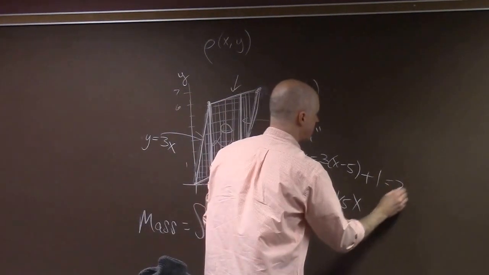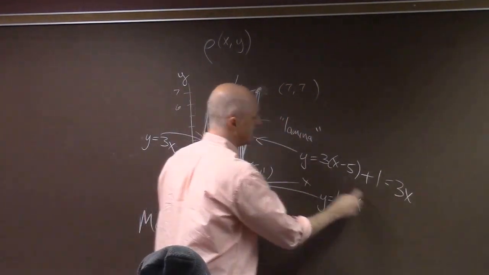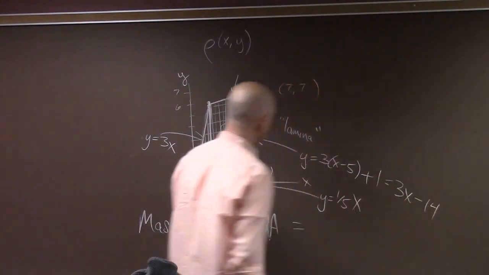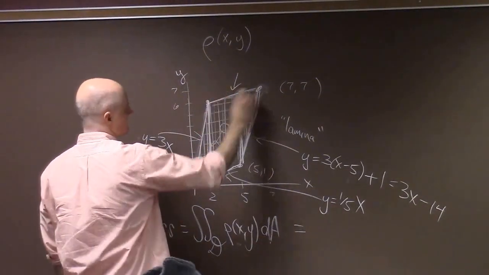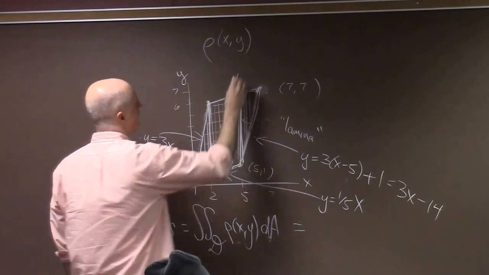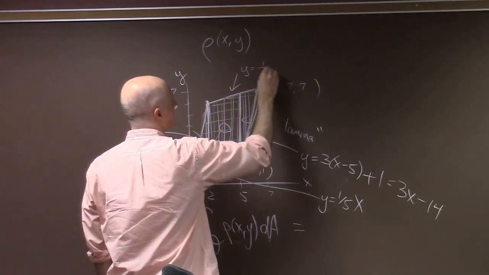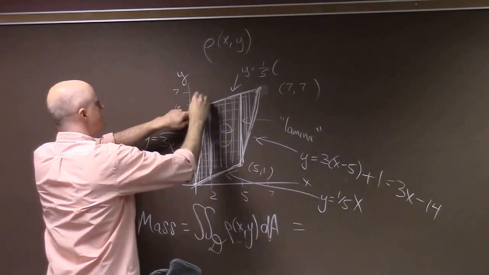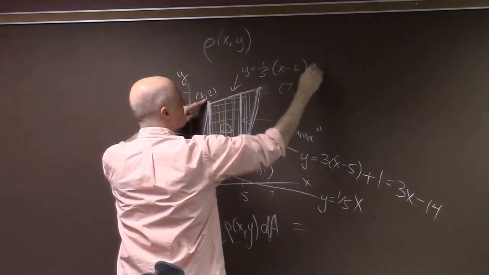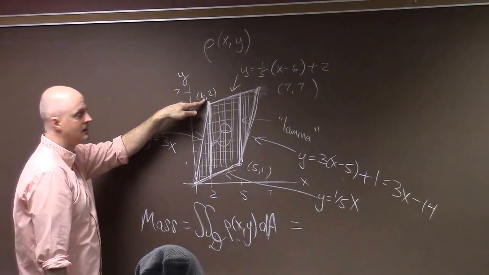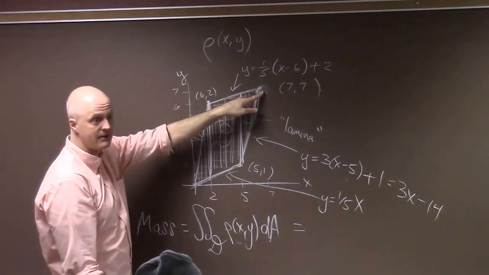Expand it to simplify it a bit. 3x minus 15 plus 1 is minus 14. And now go up here. This one's got the same slope as this one, 1/5. Y equals 1/5 times x minus 6 plus 2, since this point is 6, 2. Check that goes through 7, 7.